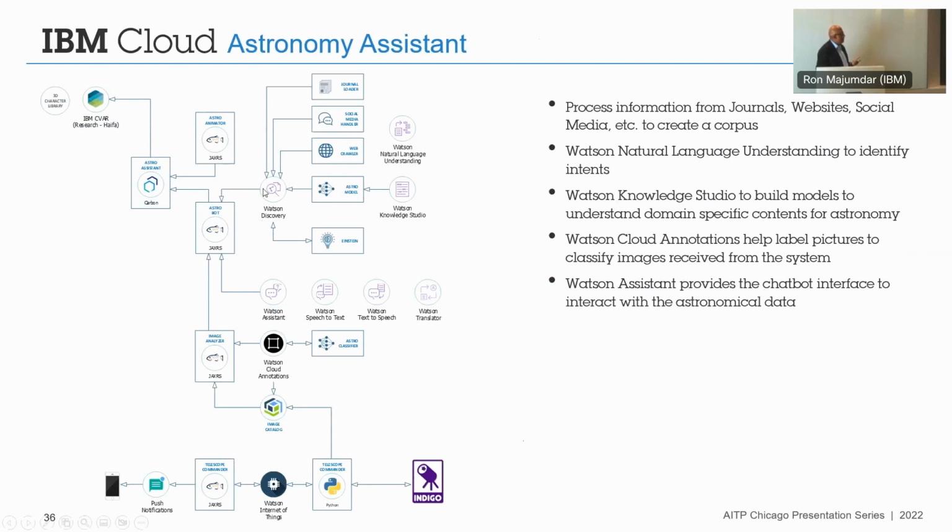So what is Watson Natural Language Understanding? We're using that to interpret all the intents and stuff, and then you can build models through Knowledge Studio, and then deploy those models so that you can interpret the data. So what data are we collecting? We're trying to read journals and websites and social media posts, and trying to see what information we can gather into a corpus, and then we can answer questions on astronomy from that corpus automatically.